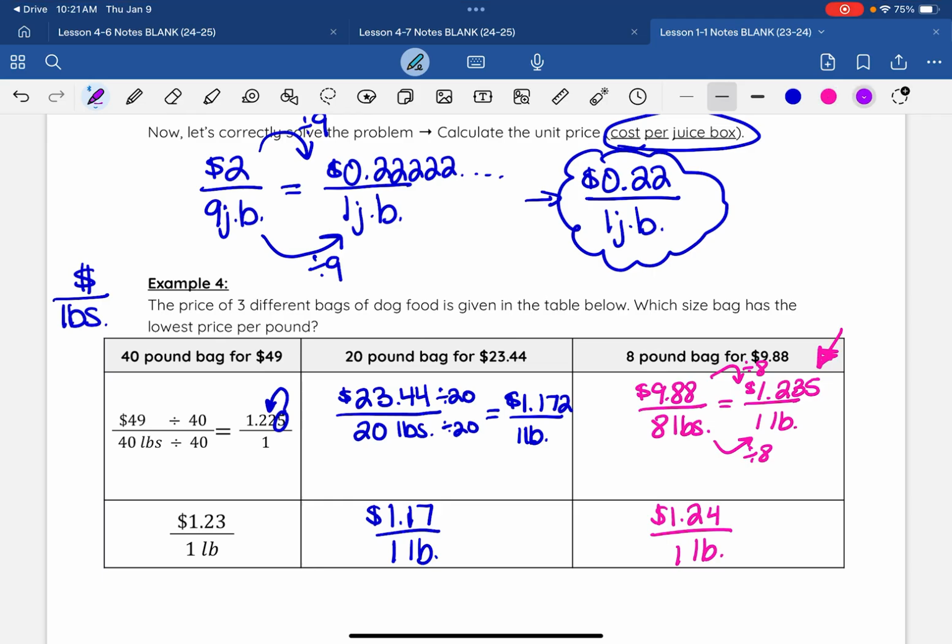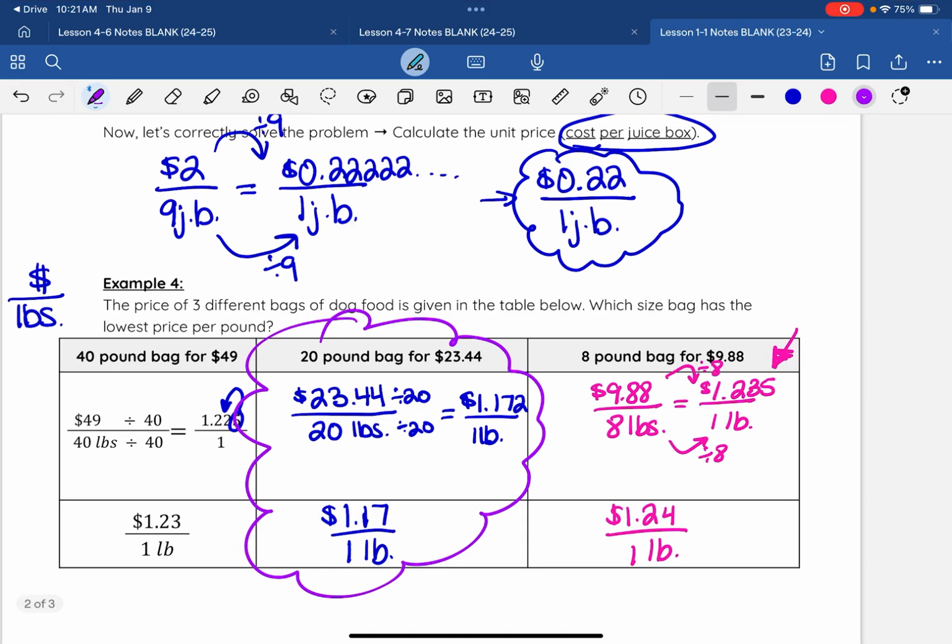So which one is the cheapest between the 3? You would have your 20-pound bag for $23.44. Go ahead and flip it to the last page.